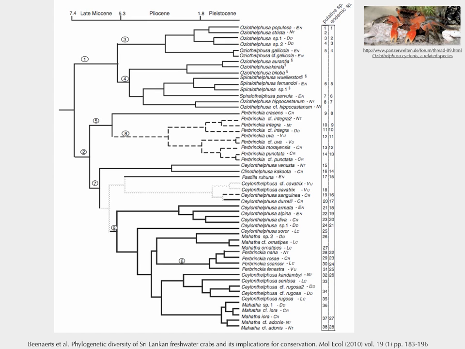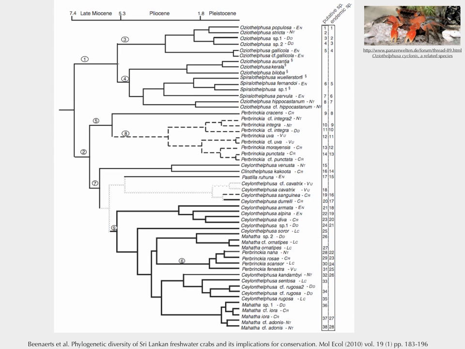So how is this used in practice? Here's a case of various areas in, I think, Sri Lanka. Yeah, Sri Lanka. Freshwater crabs, and trying to figure out which one we should conserve. Okay, so this is a fairly young group, 7.4 million years. And here are all the various species, and they map on to their habitat as well.